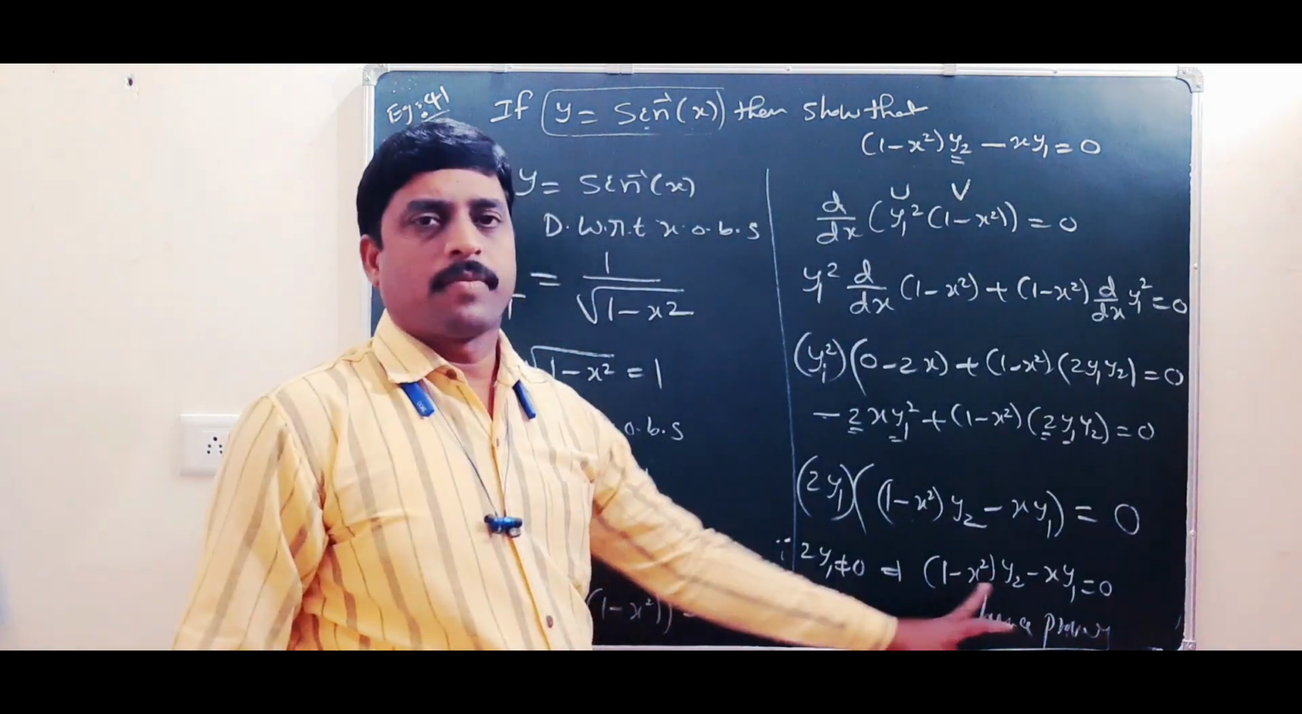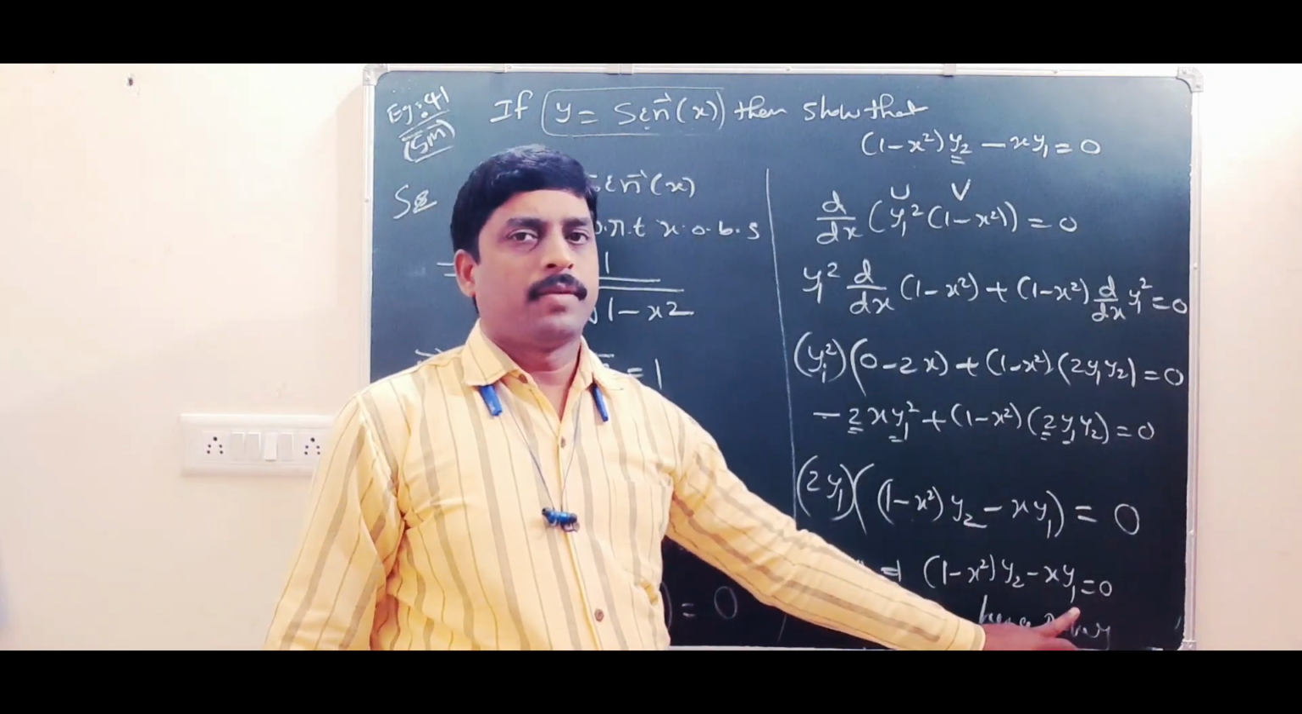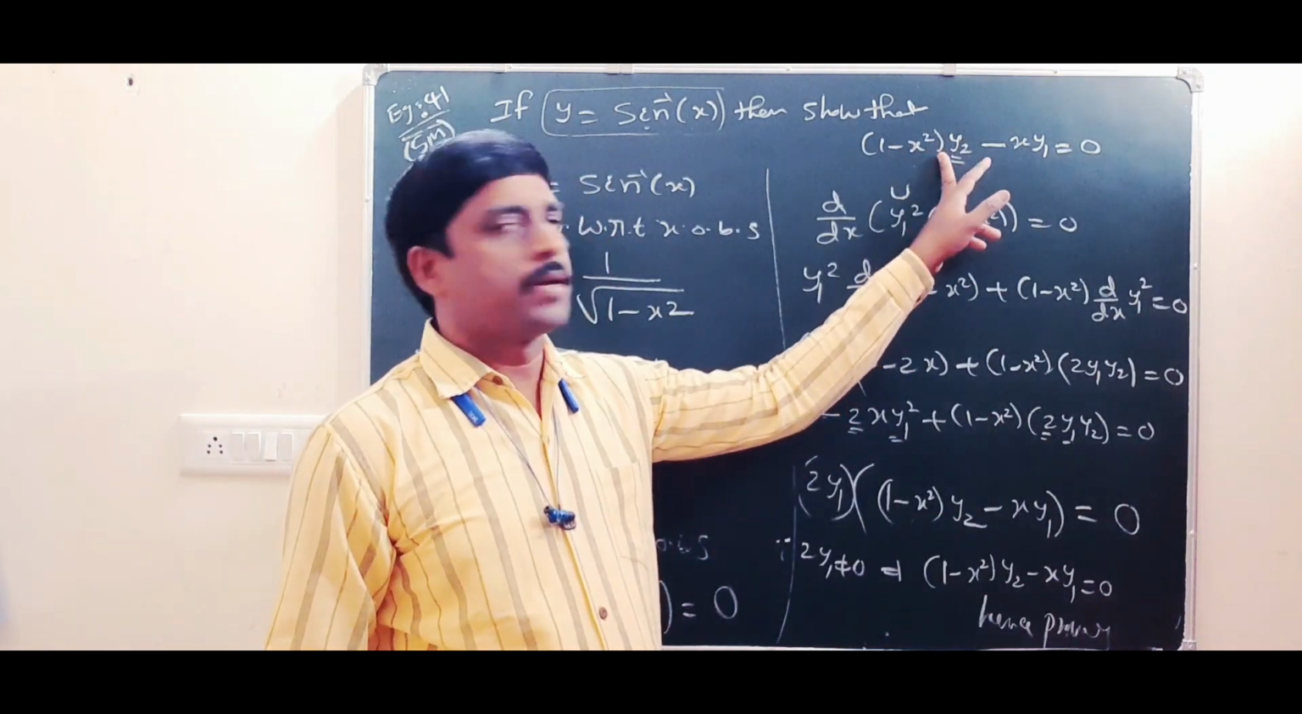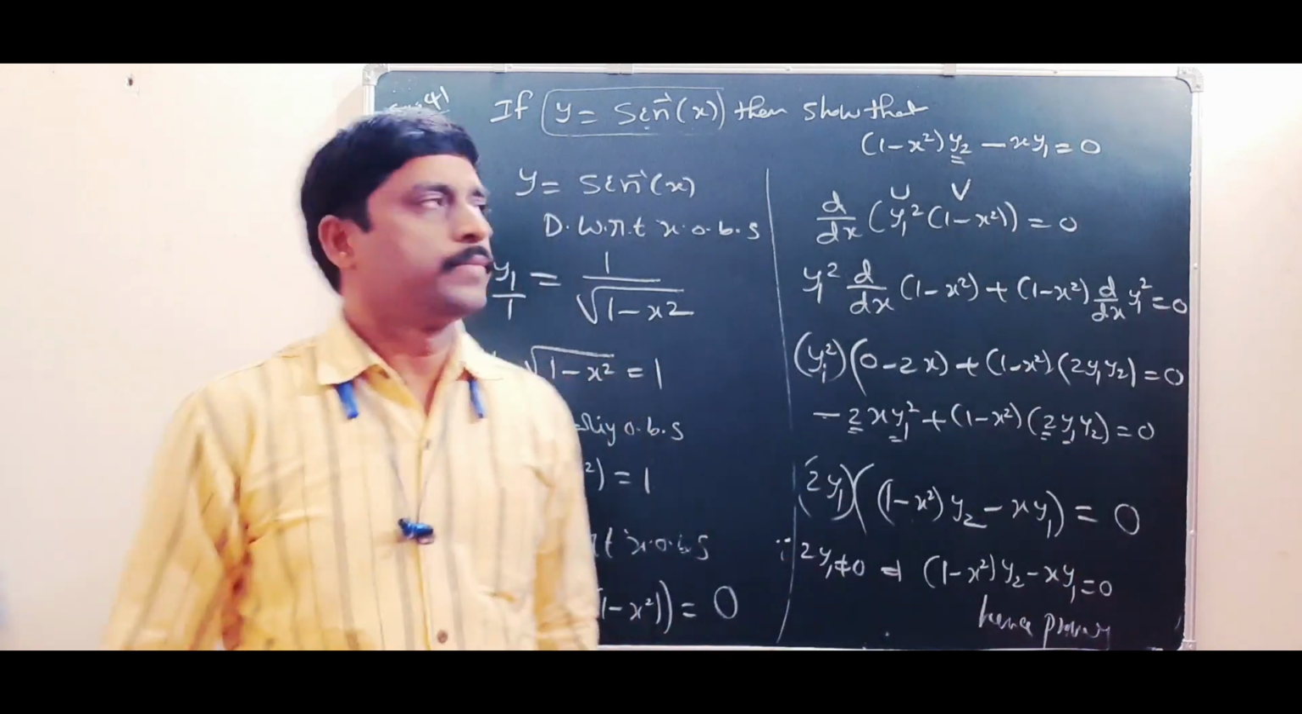So 1 minus x square into y2 minus xy1 equals 0.